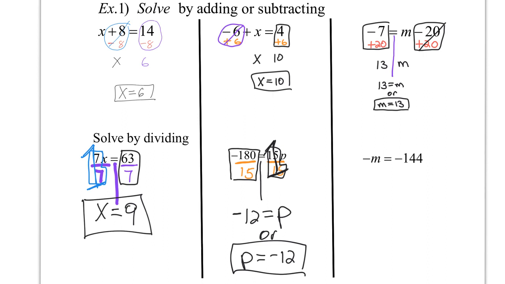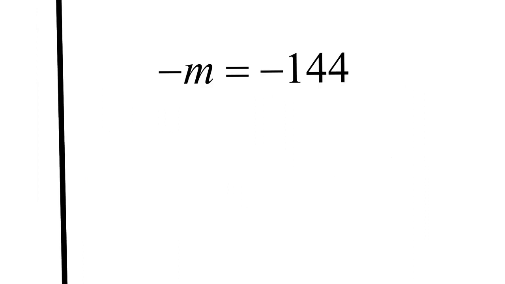Now the last one I want to show you guys is negative m equals negative 144. Well, first of all, we have to understand what is happening to the m and the negative. So let me just zoom in. And looking at the negative m, well, here guys, between the negative and the m, there's actually an invisible 1. So we have a negative 1 m. Every time you guys have that negative next to the variable, it's a negative 1. You can never have a negative variable for your answer. You have to get rid of the negative.